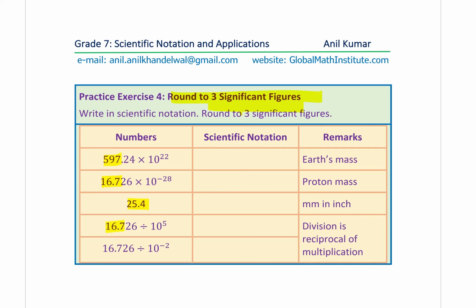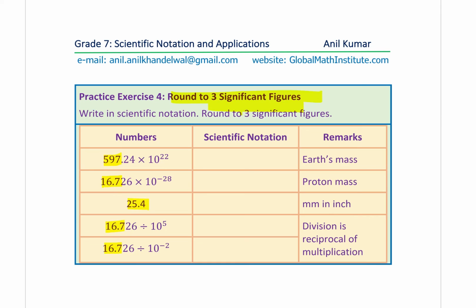So highlight those. These are your significant numbers in which you have to write the answer. Do you see such an easy way of showing it? So that is what is going to be your answer. And now the question is to round them and then write them in scientific notation. Perfect. Now these are very important numbers. Earth's mass, proton mass, millimeters to inches conversion, division. This is how we show the division of reciprocal and multiplication, right? We'll talk about this also. Anyway, so that is an exercise.